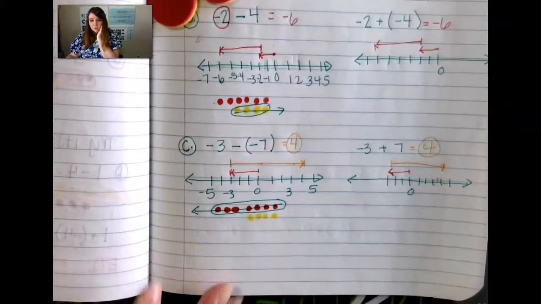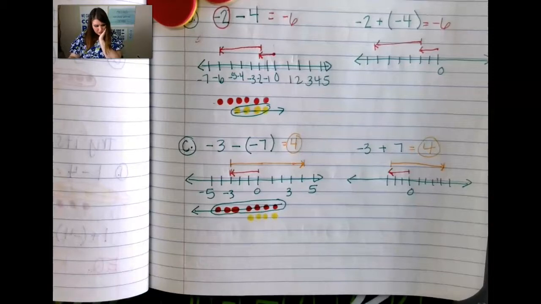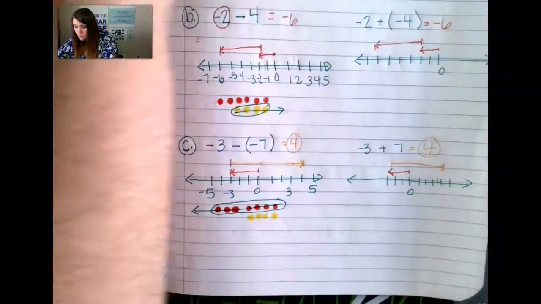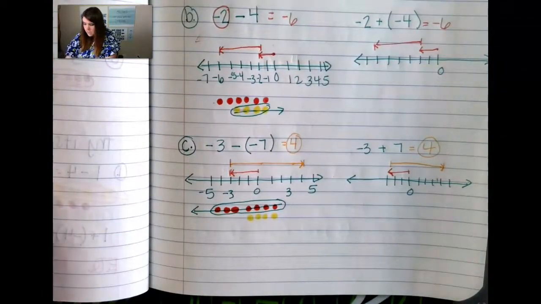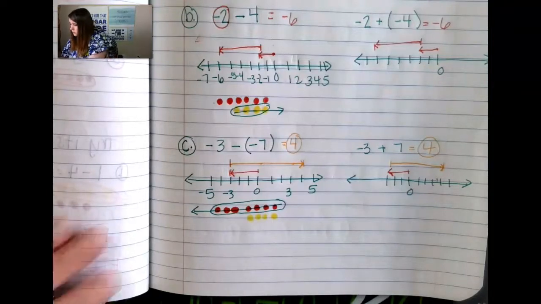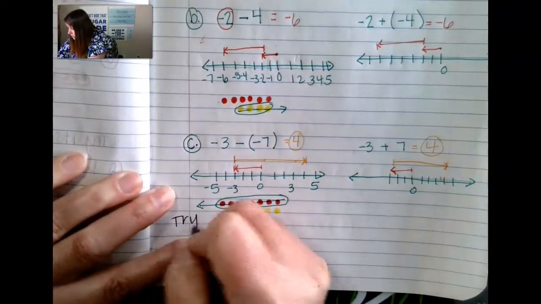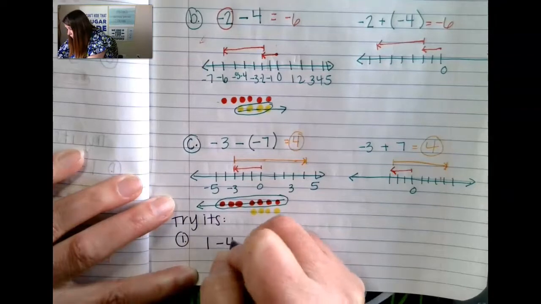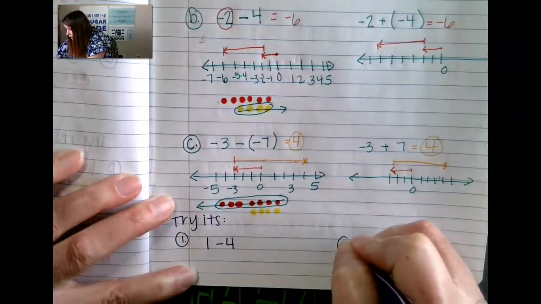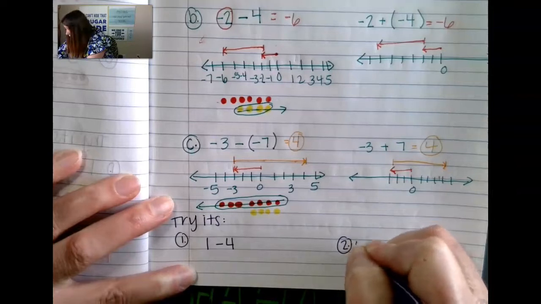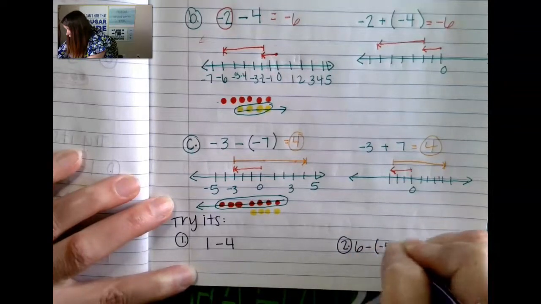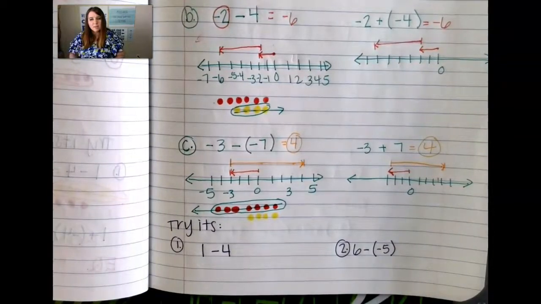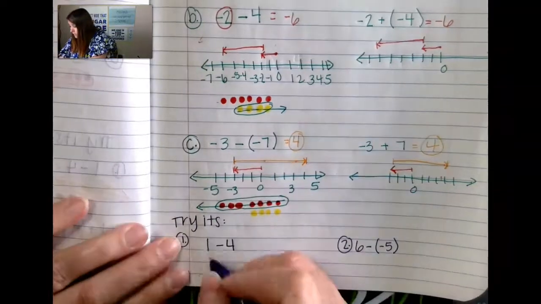Okay, it is your turn to do a try it. We are going to do 2 try-its today. We're going to do 1 minus 4. So you have a +1 and you need to subtract 4. So let's do try-its. Try-it number 1, 1 minus 4, and then try-it number 2 is 6 minus a -5. All right, go ahead and hit pause right now so you don't hear me solving these, and then we'll move forward. All right, come back when you're ready.